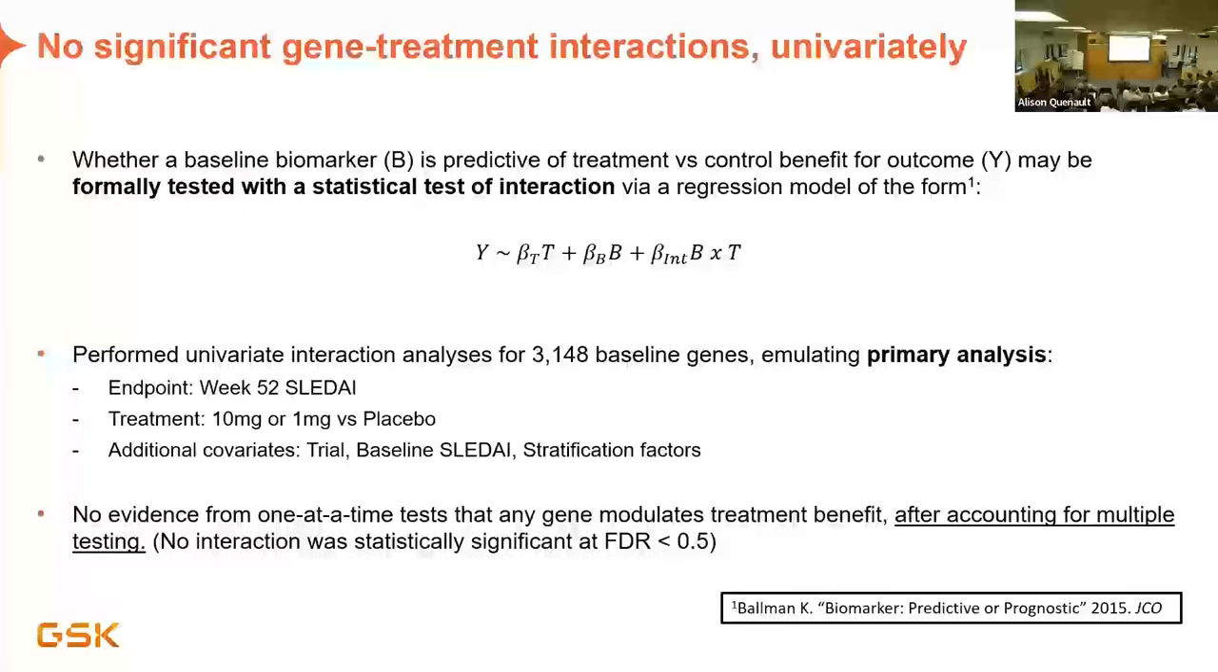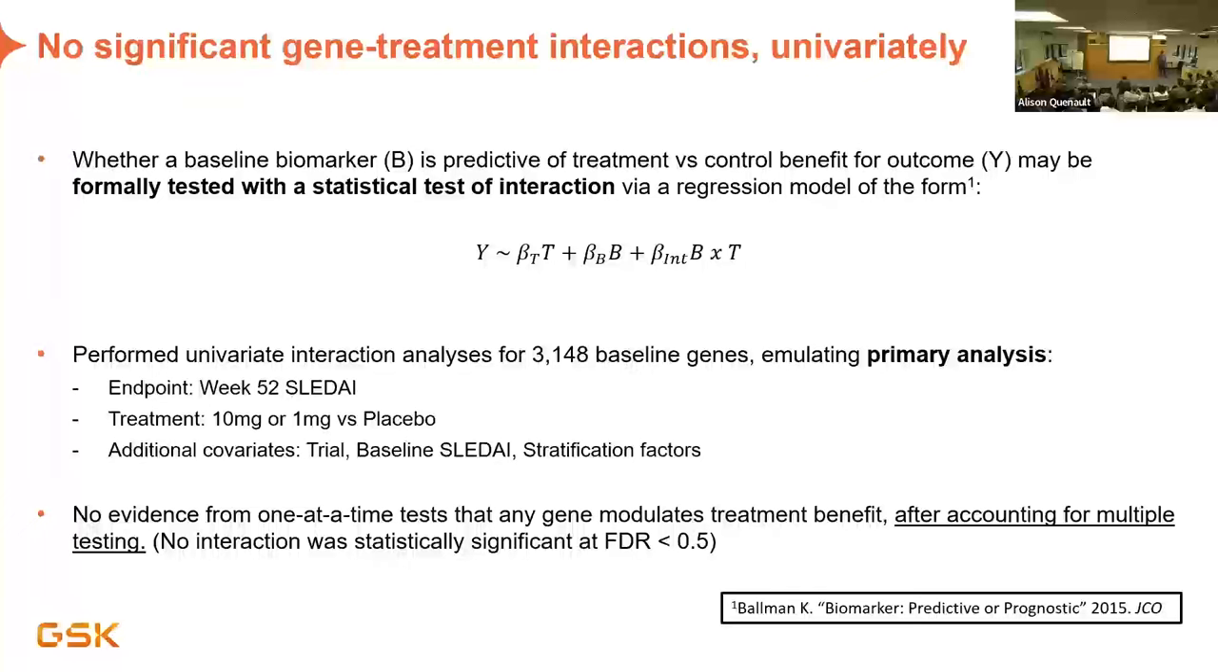We started with 58,000, I think, transcripts from RNA-seq. After, I think, fairly standard QC and just taking the 50% most variable, we had about 3,000 genes to analyze. We first ran them through the standard one-at-a-time univariate interaction testing, and nothing was significant, even with a really liberal false discovery rate control of about 50%.